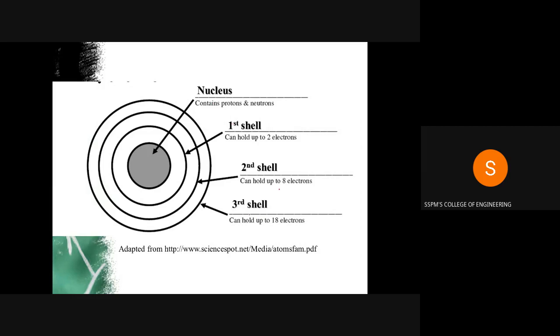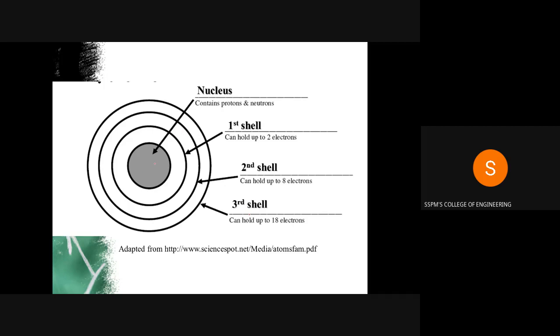So this is the composition of the nucleus. The nucleus contains protons and neutrons. The first shell can occupy only two electrons. The second shell can hold up to 8 electrons, whereas the third shell can hold 18 electrons. So it is 2, 8 and 18. The first shell holds only 2 electrons, the second shell 8 electrons, and the third shell 18 electrons.